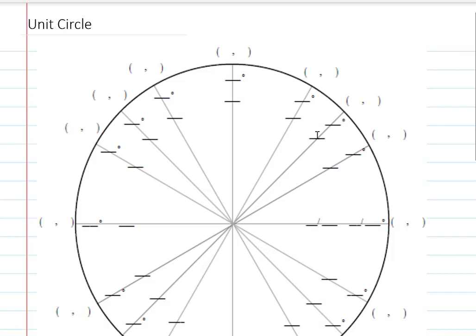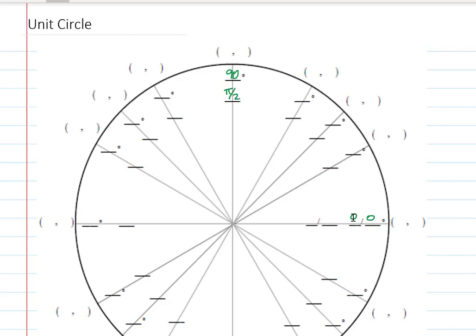Eventually, for these angles that we're going to see in the unit circle, we want to start thinking in terms of radians. So the first one, right here on the positive x-axis, we have 0 radians, same thing as 0 degrees. We know this is 90 degrees, which is also pi halves, right?